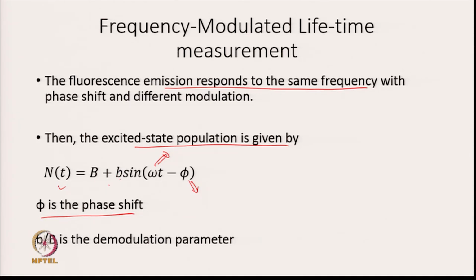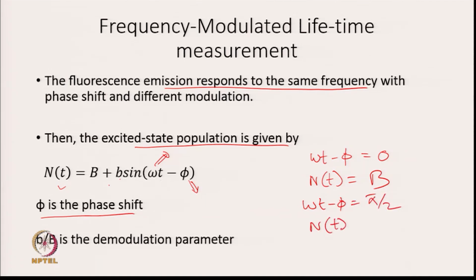You can think of this as the same kind of curve. When omega t minus phi is equal to 0, then N t will be equal to B. And when omega t minus phi is equal to pi by 2, then N t is equal to capital B plus small b, since sin pi by 2 is equal to 1. So, these are the two different curves. Keep in mind the equations I have given.